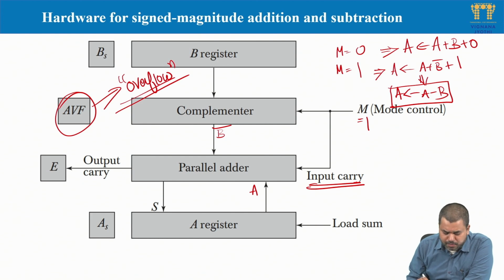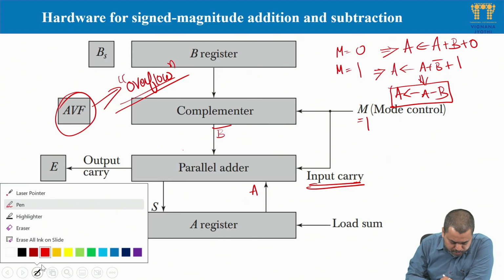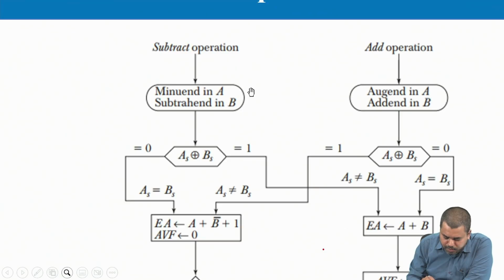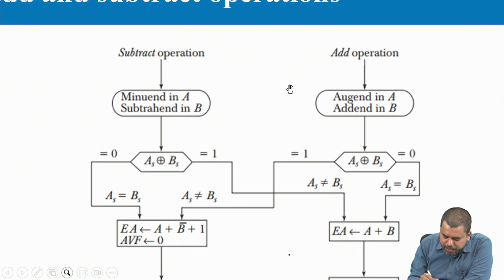Let us deep dive into the algorithm. I told you that the algorithm is represented with the help of a flowchart. Now let us try to visualize the flowchart and understand it. We need to perform the add operation and the subtract operation. According to the terminology, if you want to perform A plus B, the A is called the augend and B is called the addend.